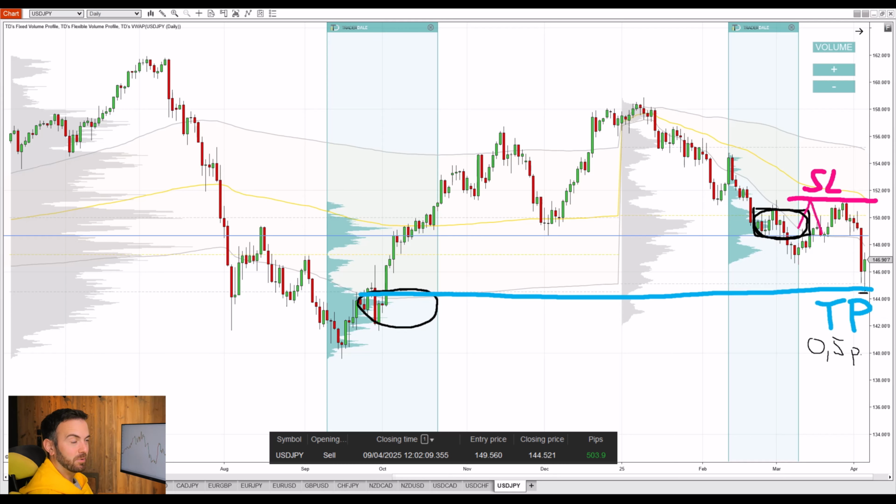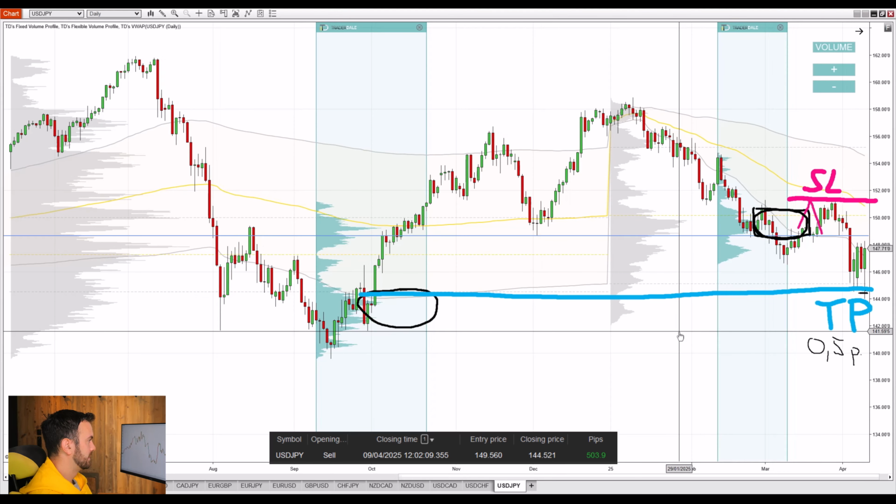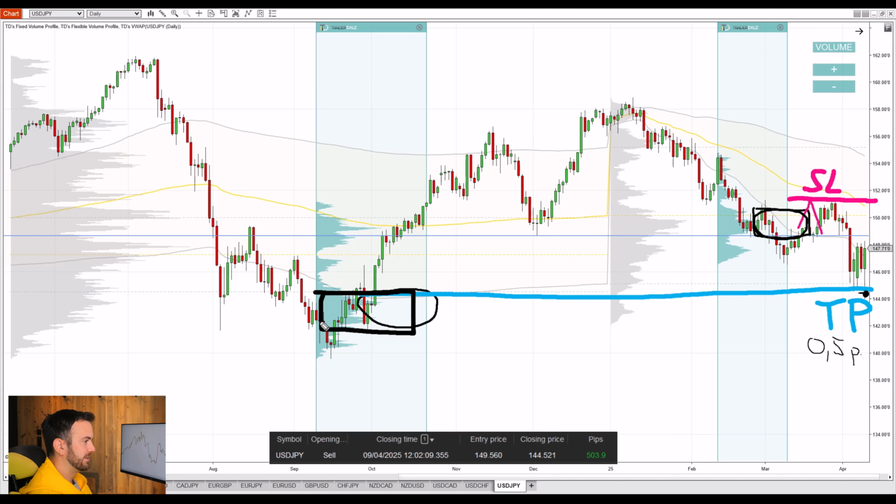So I missed the take profit. It was terrible. But I still held the trade. I didn't quit it because my take profit was in here. So I held the trade, and then price finally hit it. And as you can see, there actually was a beautiful reaction to this heavy volume zone.